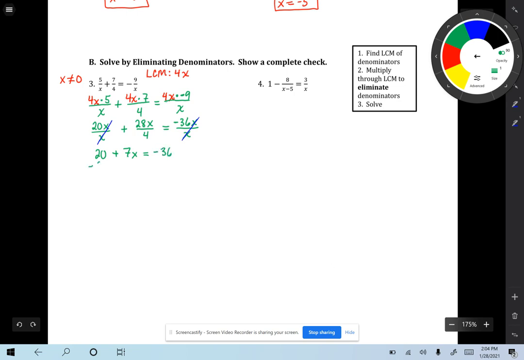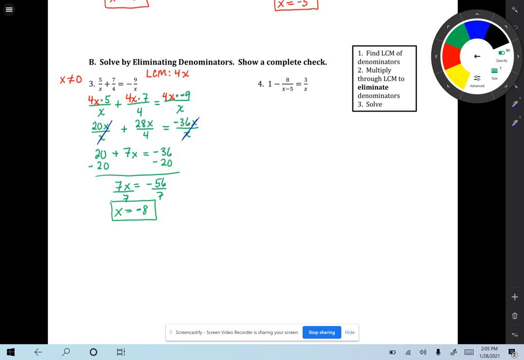Then you just subtract 20 on both sides. 7x equals negative 56. Divide both sides by 7. x equals negative 8. And check that answer against your restriction. Since it's not 0, you are okay, and it will check. So you're good on that one.